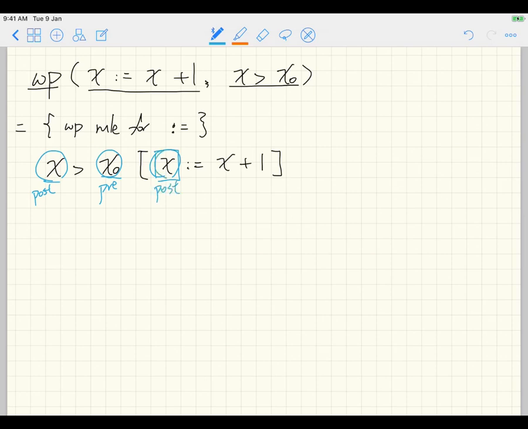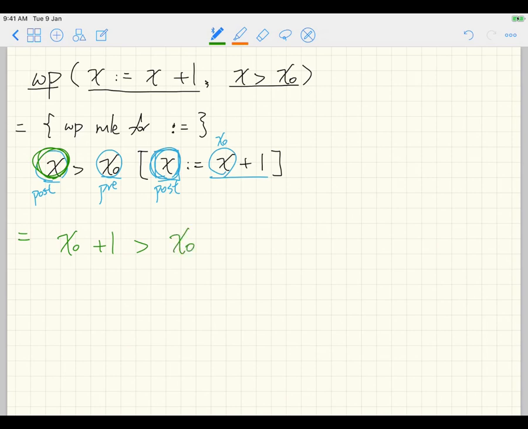That means every occurrence of x should be replaced by whatever this is. Now, x over here, is that a pre-state or post-state? Pre-state, right? Because whatever the x value is, x plus 1 is going to be assigned to x to become the new x. So this is as if we said x0. Once we do the replacement, we replace every occurrence of x by x0 plus 1. So what we get is x0 plus 1 larger than x0.